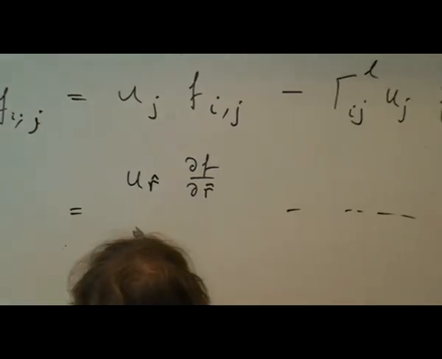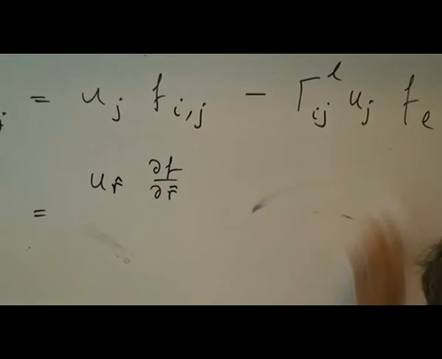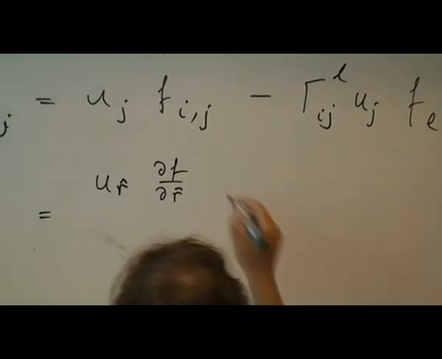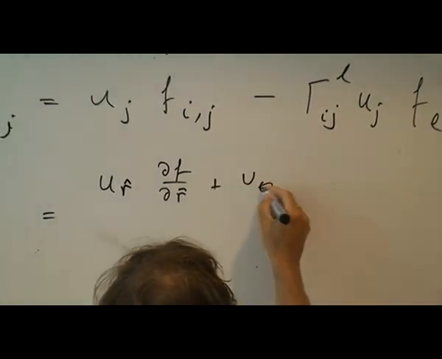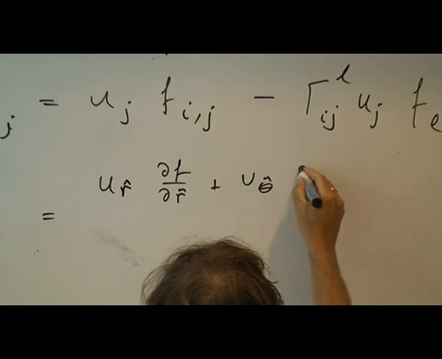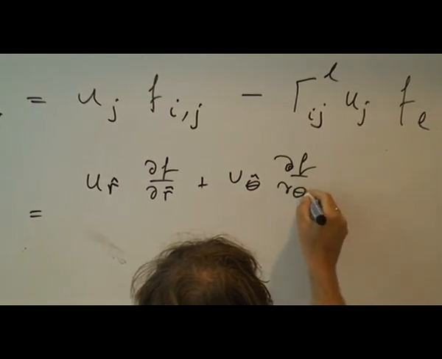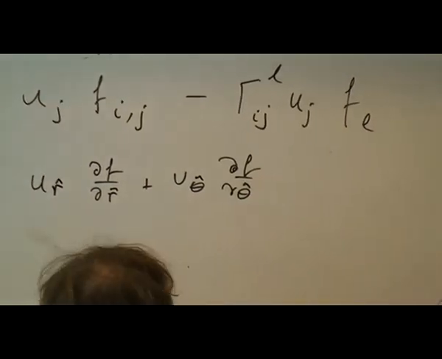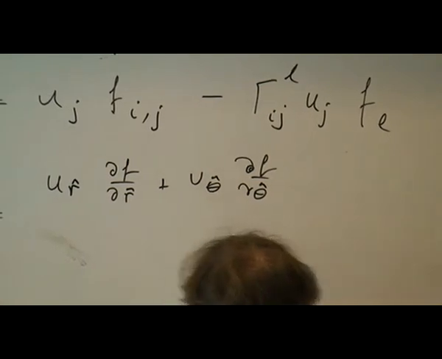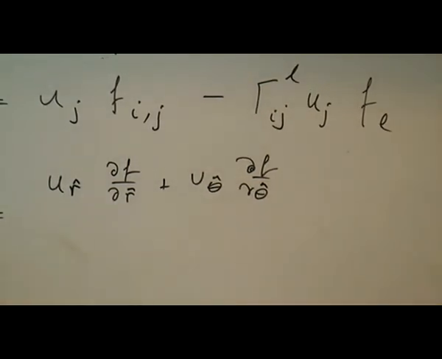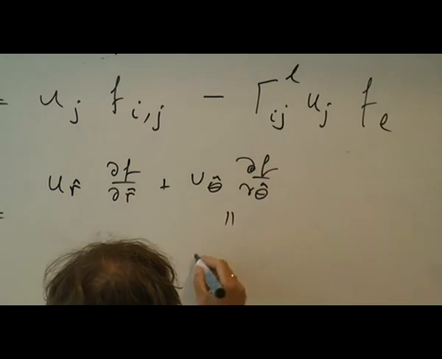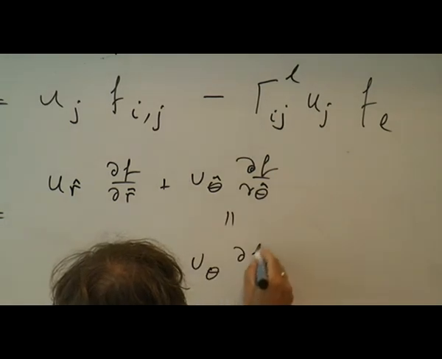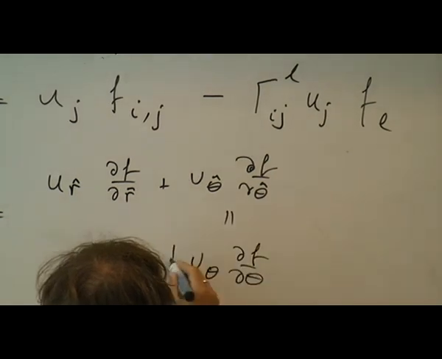But then we have additional terms. Plus u theta hat times df by d theta hat. And so forth. So in 2D that would be all we need to do. And that of course is nothing else but just the u theta times df by d theta times 1 over r.